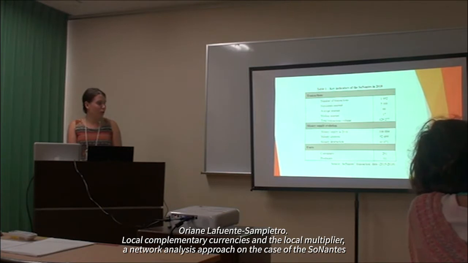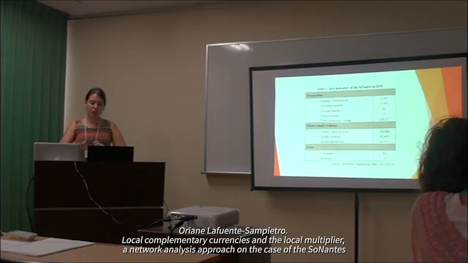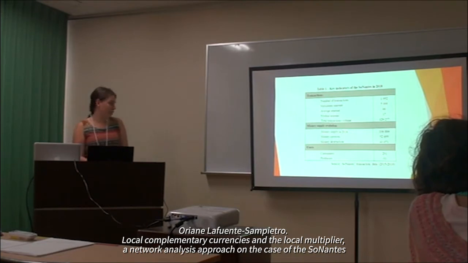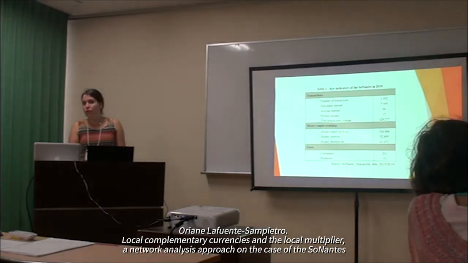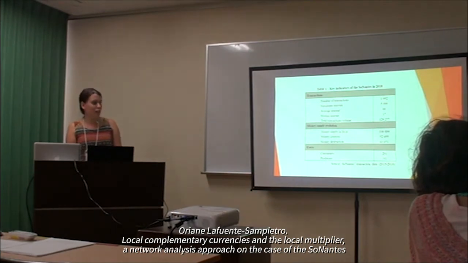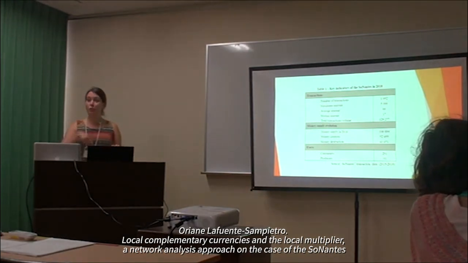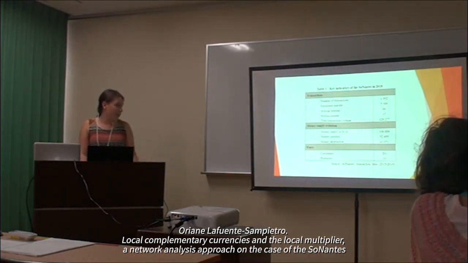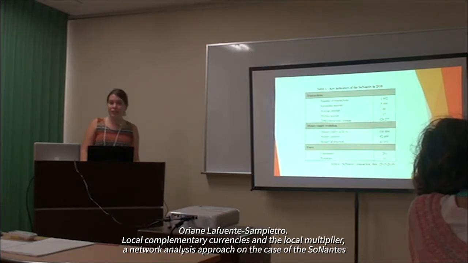So for the money supply, it was 100,000 Sonance in circulation in 2018, with a lot of money creation, but quite also the same amount of money destruction. Money destruction is when a professional, or mostly a professional, decides to exchange its Sonance back into euros. So it destroys something. There were 300 users and 90 producers in the network at this time.